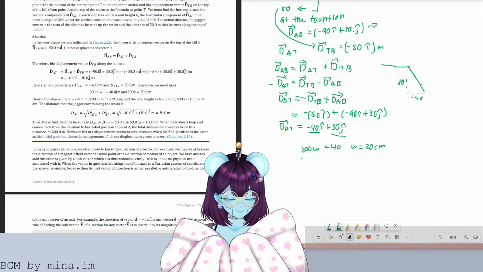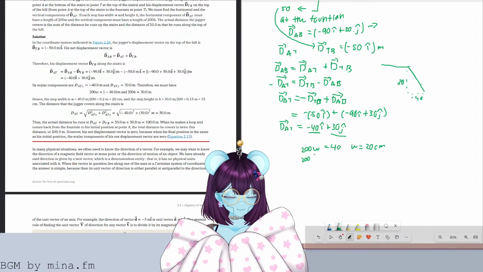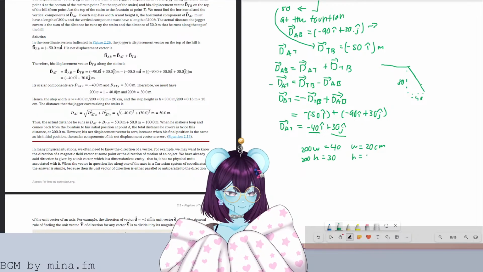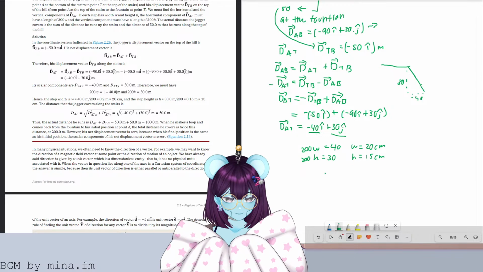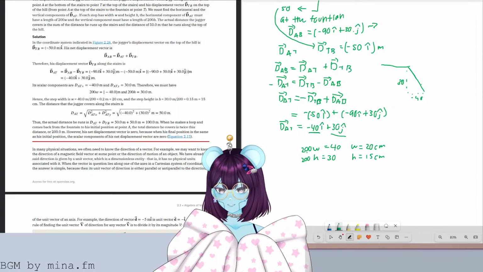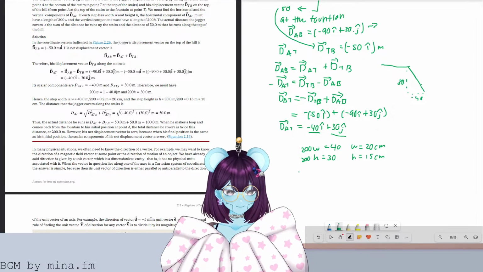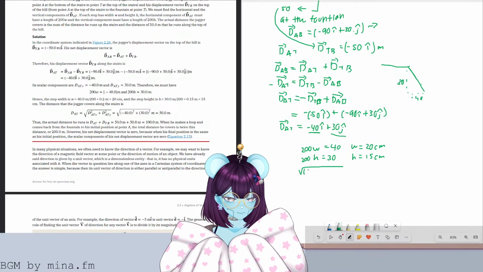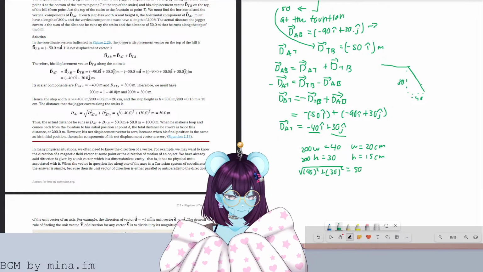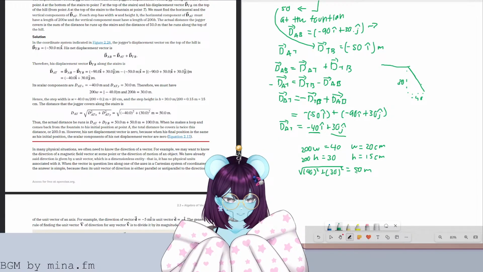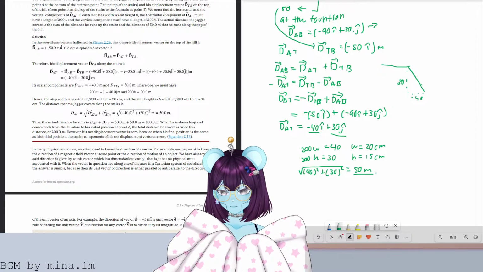And then the height is the same thing. So they do 200, height 30. They got 15 centimeters. Yeah, and then from that, we can also find that distance, so that magnitude. If we want to find the distance, we take the magnitude of it: 40 squared plus 30 squared. That is 50 meters.